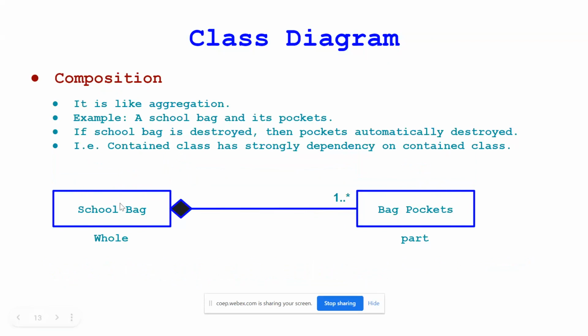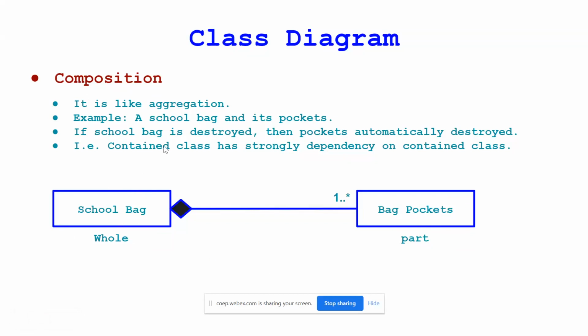So these are the two classes. One is the school bag, and the second one is the bag pockets. It means again, this is a container class and this is the contained class, right? The school bag has multiple pockets. So that's why we said the school bag is a container class and this is a contained class. But in this composition relationship, the contained class is strongly dependent on the container class.